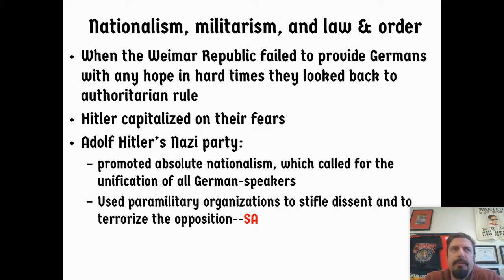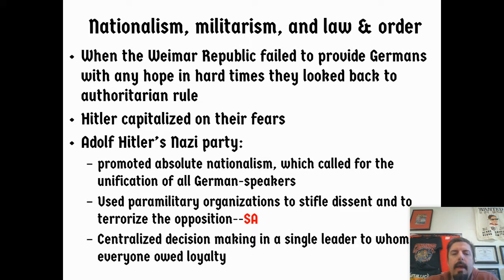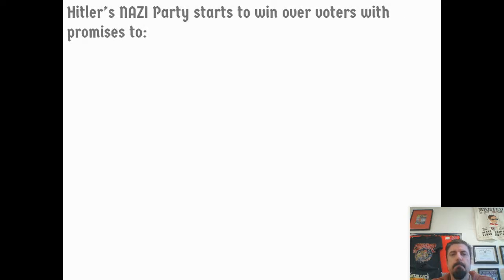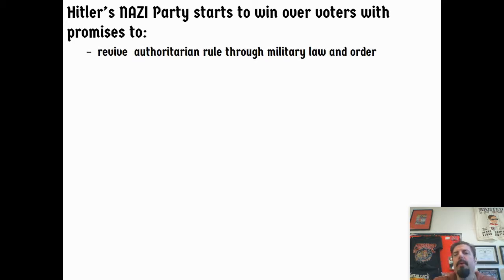They used paramilitary troops, so troops or military that was outside of the normal German military, the Wehrmacht, so to speak, to stifle dissent and to terrorize the opposition, the so-called brown shirts, the SA, and wanted to centralize decision making into a single leader to whom everyone owed loyalty. Another example of a cult of personality, not unlike what Stalin had created in the Soviet Union. The Nazi Party starts to win over voters with promises too: revive authoritarian rule through military law and order. Once again, people would want stability and order and security more than they want freedom.